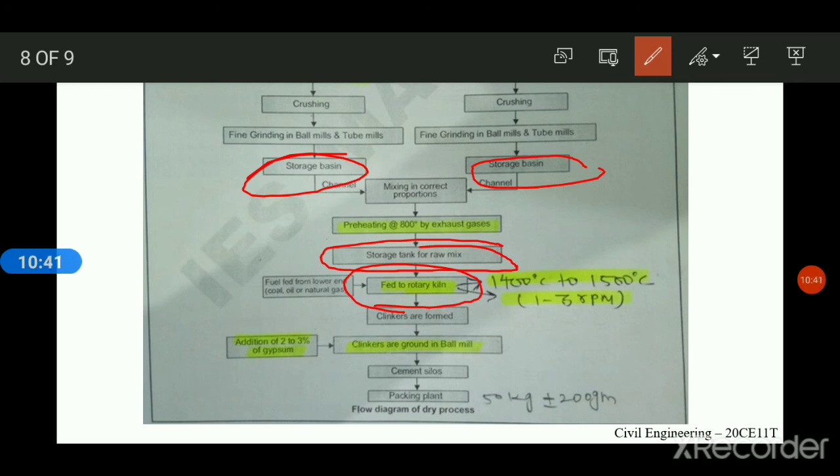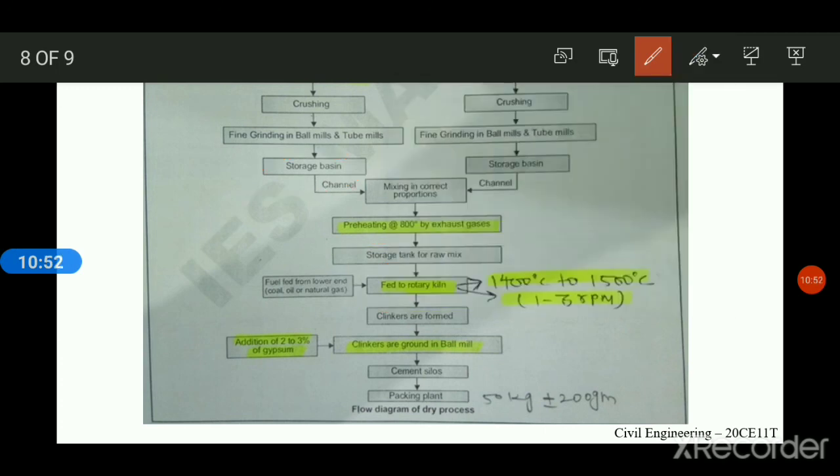Fuel from the lower end, as I told earlier, coal, oil or natural gas from the bottom. After burning it forms a clinker. You can see here the clinker will form. The clinkers are ground in the ball mill. Here gypsum is also added during this process. Finally, after grinding the clinker with gypsum, it is stored in cement silos, meaning cement storage.